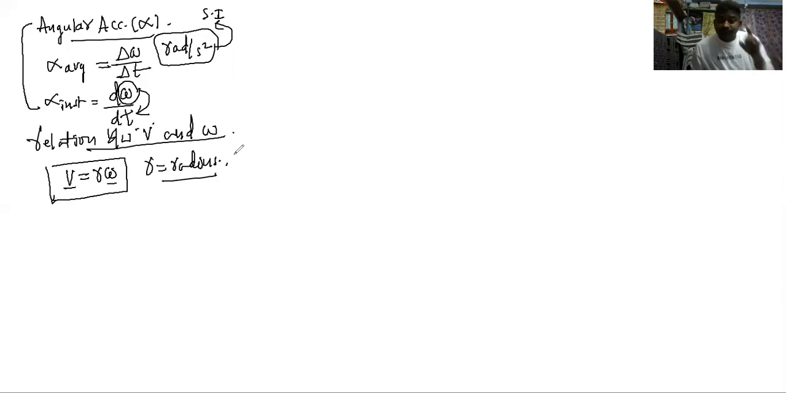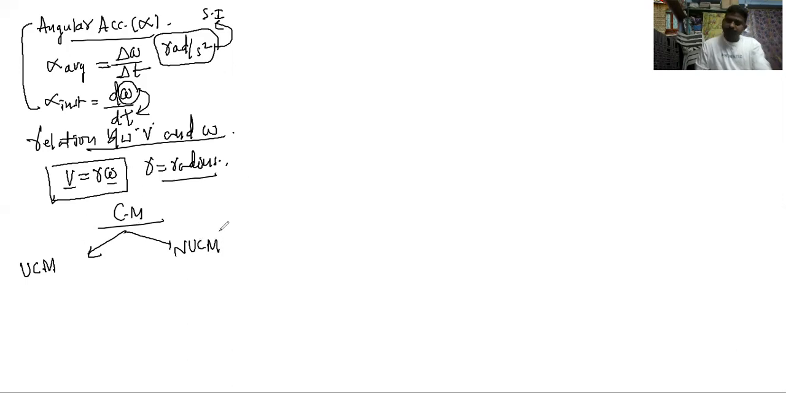Now, here comes the point called circular motion. This circular motion can be divided into two parts. One is uniform circular motion, and the other one is non-uniform circular motion. In uniform circular motion, speed is constant.